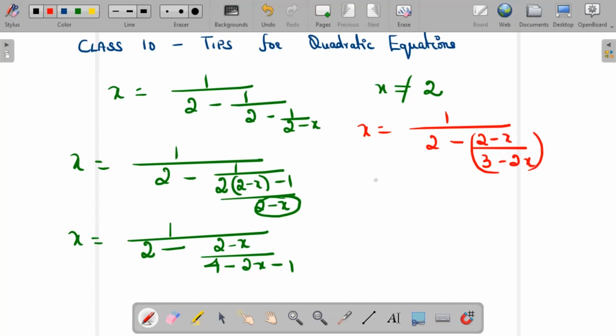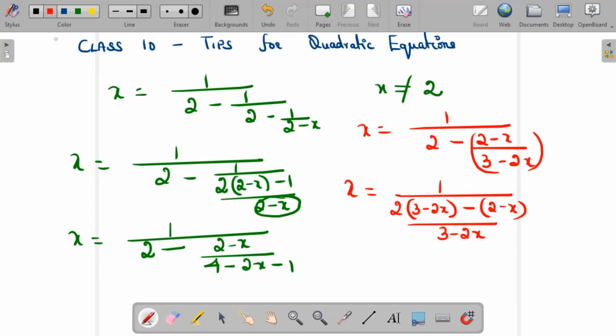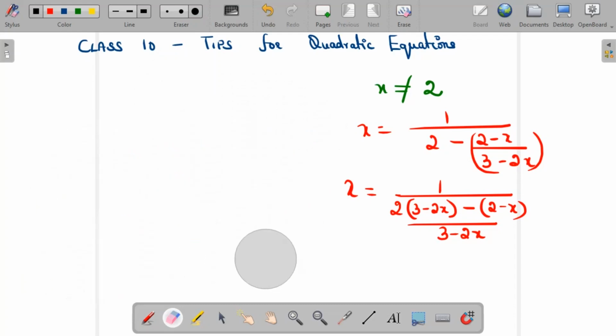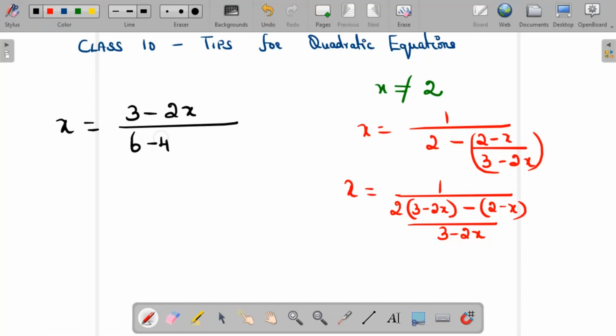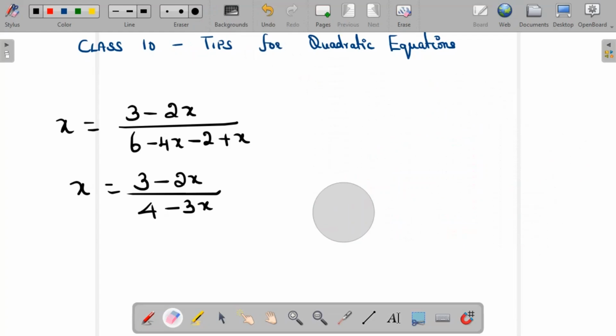Now for this part, again I'm going to take the LCM. So x is equal to 1 divided by [2 into (3 minus 2x) minus (2 minus x)], the whole thing divided by (3 minus 2x). Now let's rewrite the x again in a simpler manner. Here also I'm going to take the denominator to the numerator. So x will become (3 minus 2x), the whole thing divided by (6 minus 4x minus 2 plus x). So this will get simplified as (3 minus 2x) divided by (4 minus 3x), and in this case there is an x.